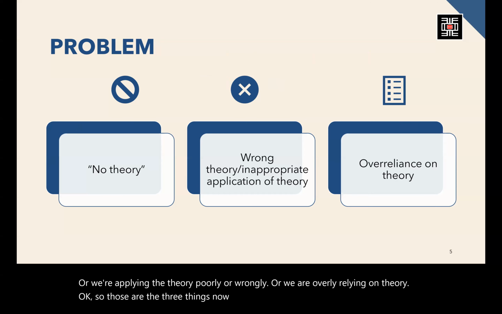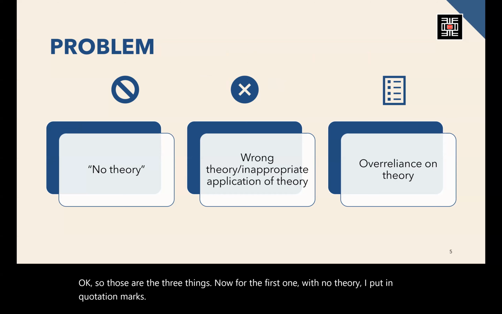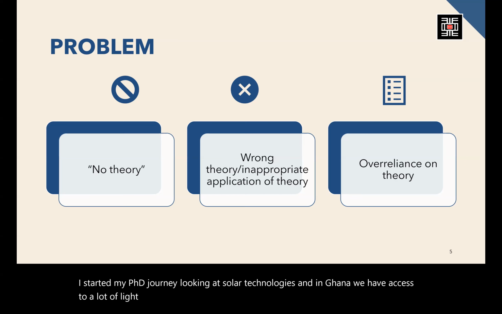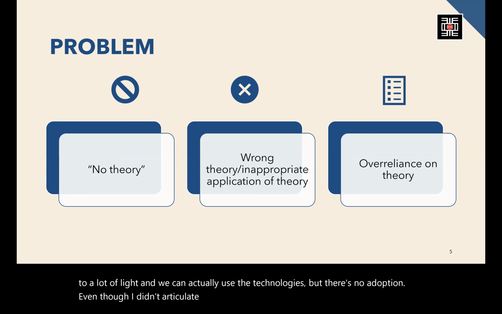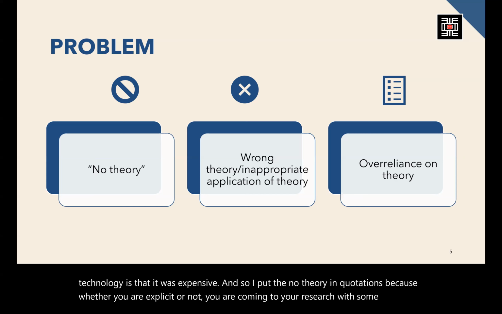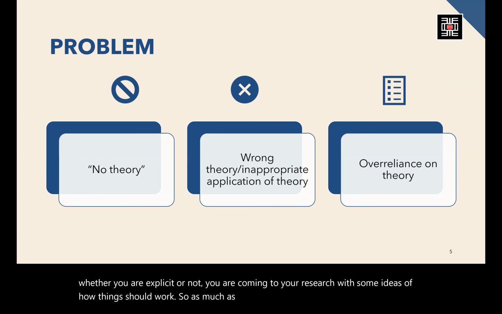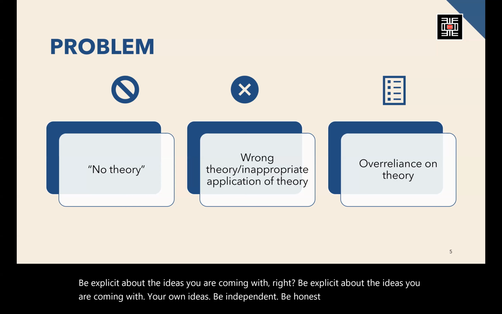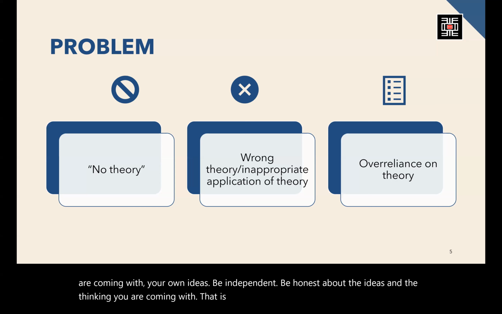Now, for the first one, with no theory, I put it in quotation marks. I started my PhD journey looking at solar technologies. And in Ghana, we have access to a lot of light and we can actually use the technologies, but there's no adoption. And even though I didn't articulate it in my mind, the reason why people don't use solar technology is that it was expensive. And so I put the no theory in quotations because whether you are explicit or not, you are coming to your research with some ideas of how things should work. So as much as possible, be explicit about the ideas you are coming with, your own ideas. Be independent, be honest about the ideas and the thinking you are coming with. That is where theory comes from, yourself first, right?